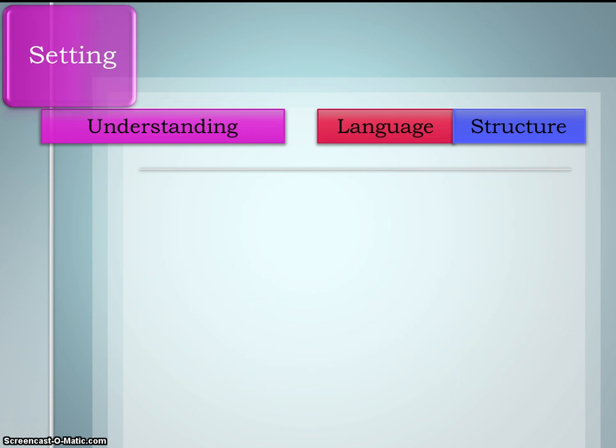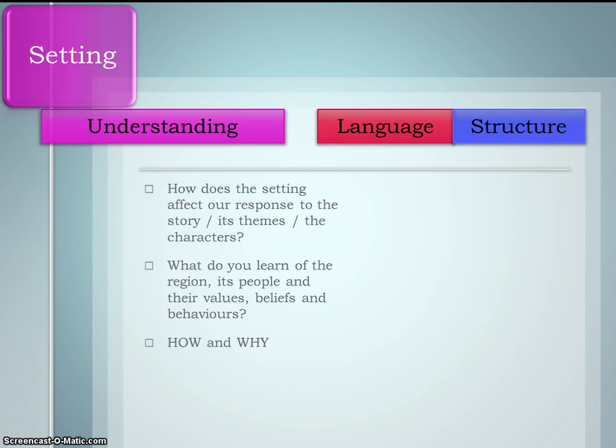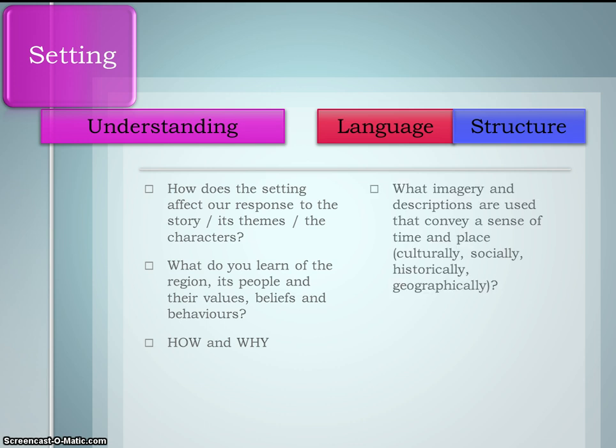Last thing to think about now is setting. So I'd want to think about how the setting of a southern Indian village affects our response to the story, specifically the themes that it shows and the characters within it. I think about what you might learn about the region and its people from the way this short story is written, and then I would ask myself how and why is it done.